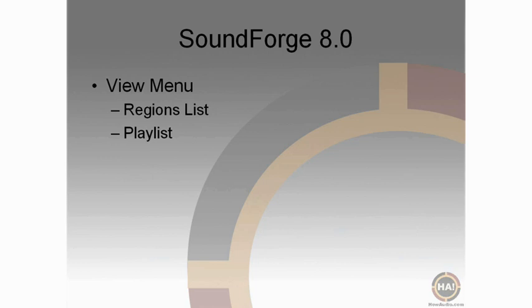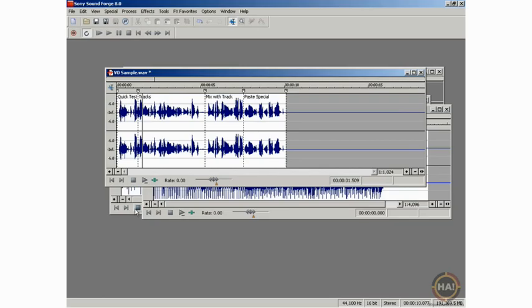All right, the next thing we're going to look at under the View menu is the Regions list and the Playlist. Regions list we won't get too into detail on because in the next menu over we're going to talk about how to create regions. But the playlist is kind of cool, and we'll take a look at some of its function here in this particular movie.